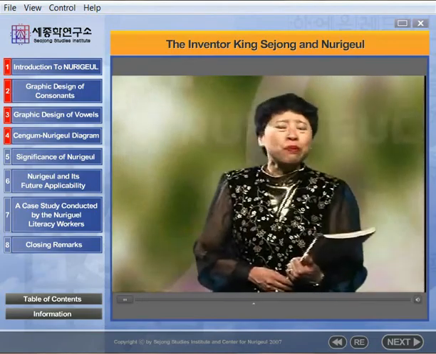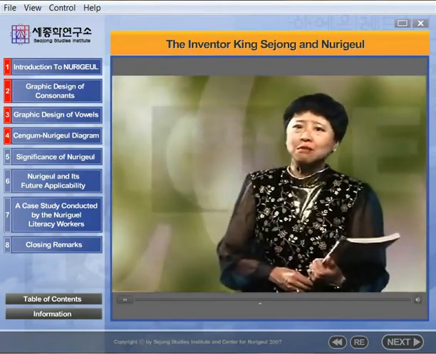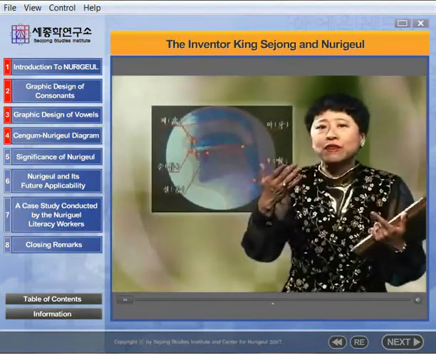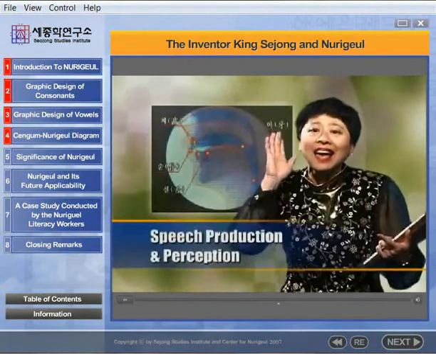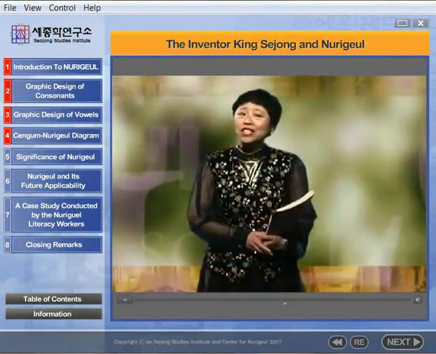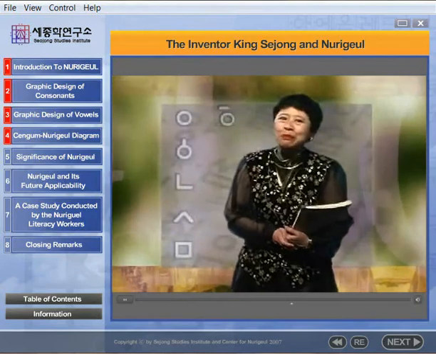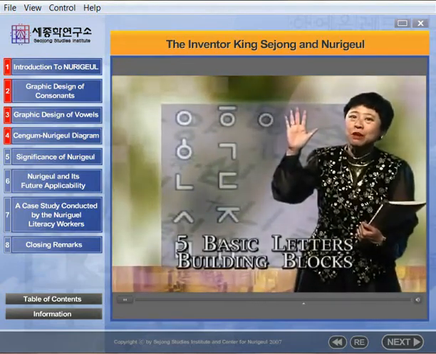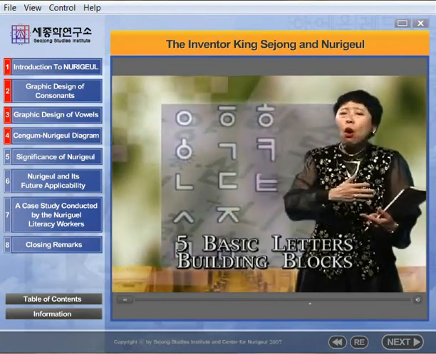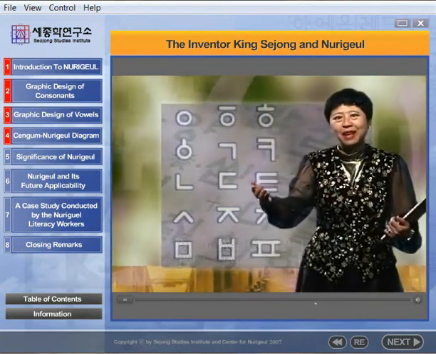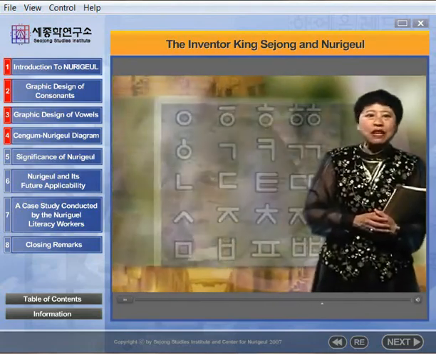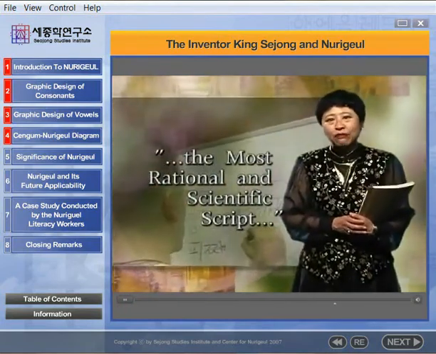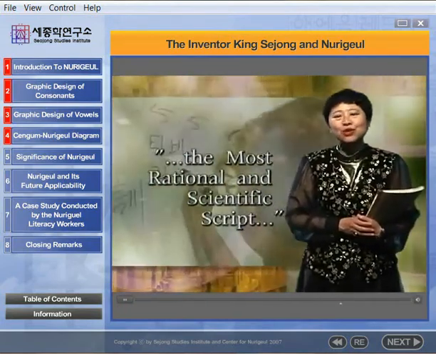What makes Nurigle superior to all other writing systems is that it was designed by taking into account the significant physiological features of speech production and perception. The design principle of Nurigle is so simple and easy to learn that with only 5 basic consonant letters as building blocks, we can assemble and generate a whole new writing system. Contemporary linguists and speech scientists consider Nurigle as the most rational and scientific script among the writing systems in use today anywhere.